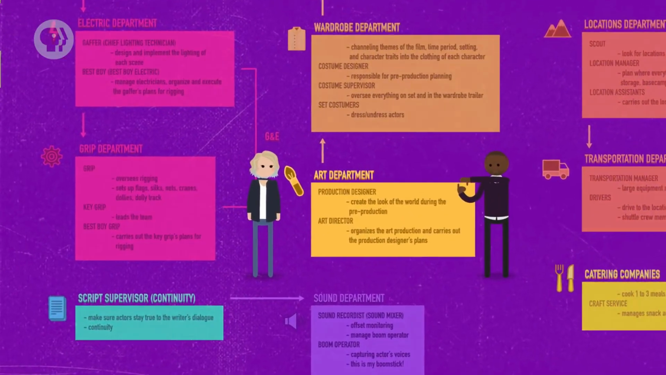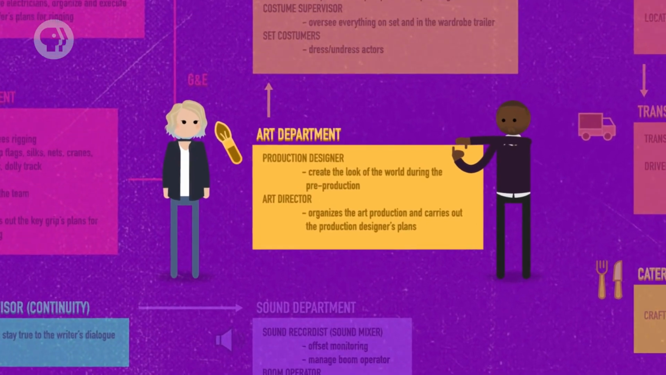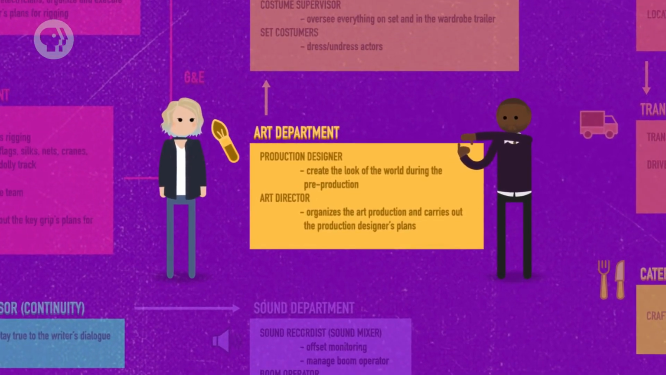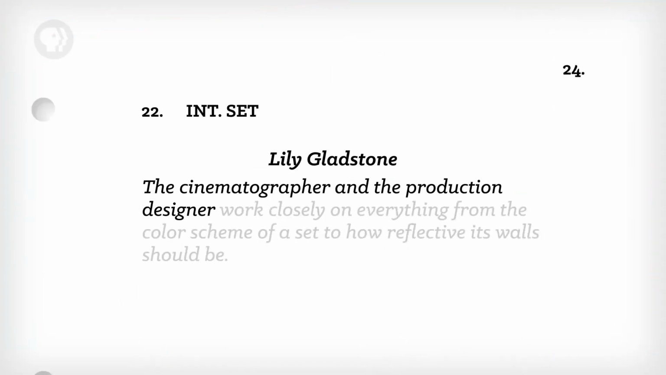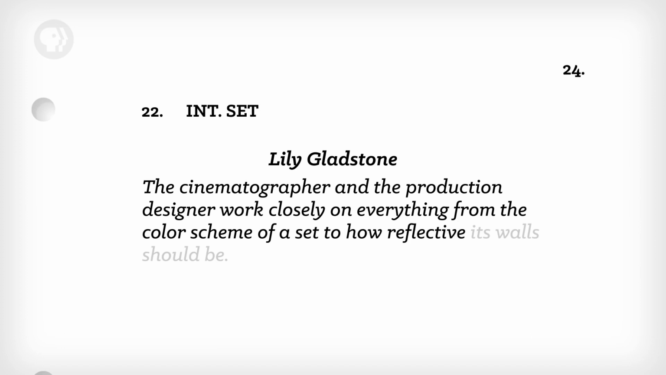Now, the cinematographer also works closely with the production designer, who's the head of the art department. The production designer is in charge of carrying out the whole look of the film, particularly the physical elements like sets, costumes, props, hair and makeup, but also non-physical elements like computer-generated images and how they interact with physical objects on camera. The cinematographer and the production designer work closely on everything from the color scheme of a set to how reflective its walls should be.